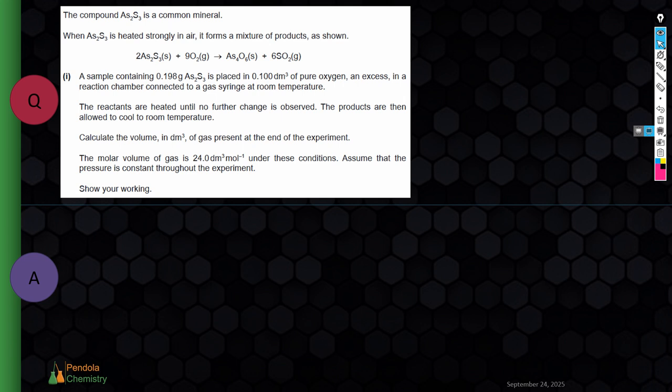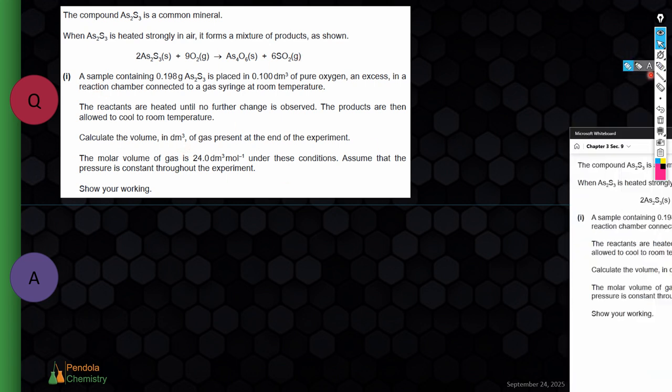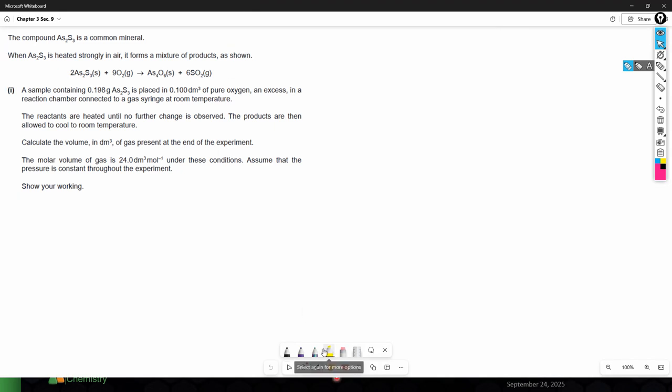All right? So, if we keep reading here, we have 2As2S3 solid plus 9O2, oxygen, essentially gas, yields As4O6 solid. Again, we've never seen this before, but it doesn't really matter. Plus 6SO2, or sulfur dioxide, gas. Now let's keep reading to see what exactly we're supposed to do here. And I'm going to bring this over here so we can start using my highlighter.